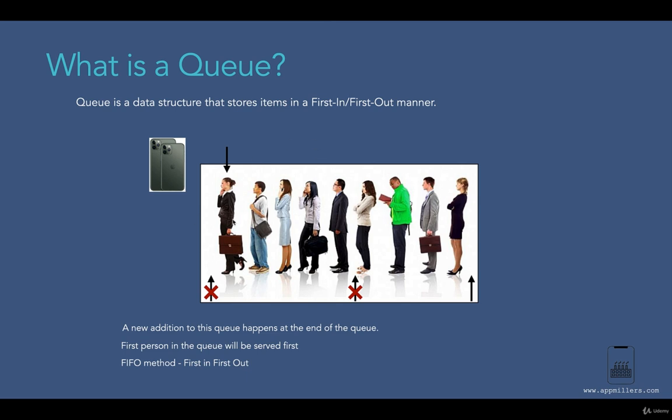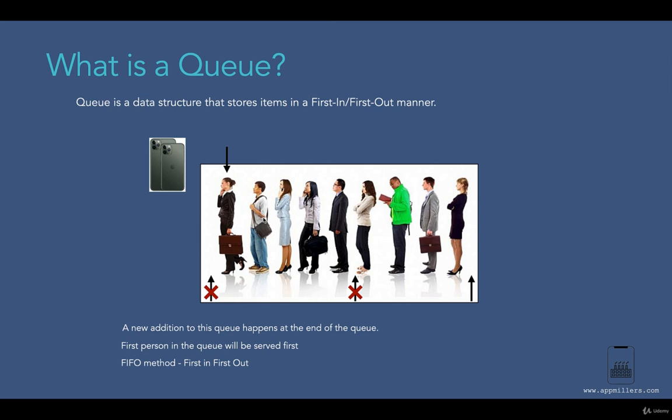This means that whoever comes first, she or he will get the iPhone first from the store. So in this queue, this lady came first and she will get the iPhone first as soon as the store opens, and then the second one and the third one, and it continues like this. Now if we compare this behavior of a real life queue with the queue data structure, we can see that in the queue data structure we also follow the FIFO method. This means that whichever element comes to the queue first goes out first.